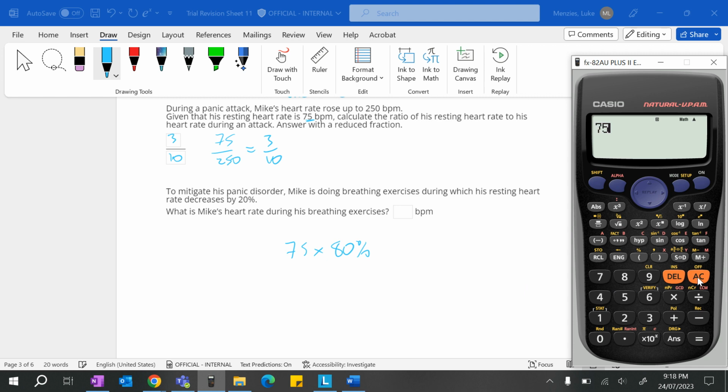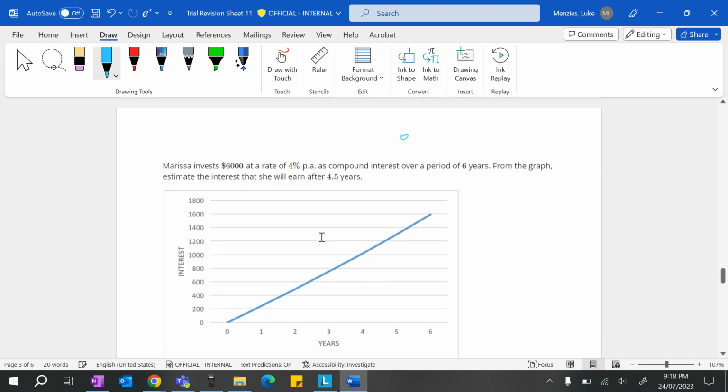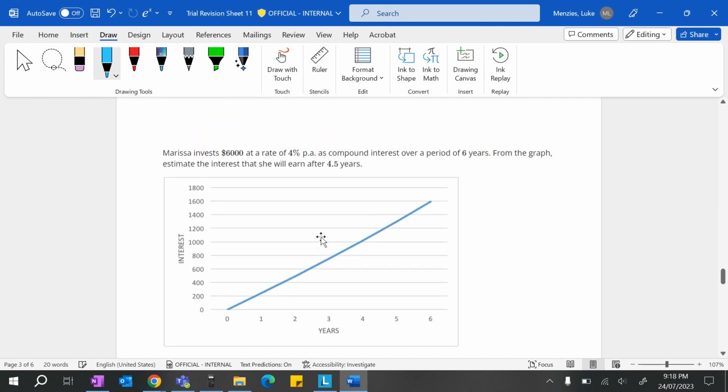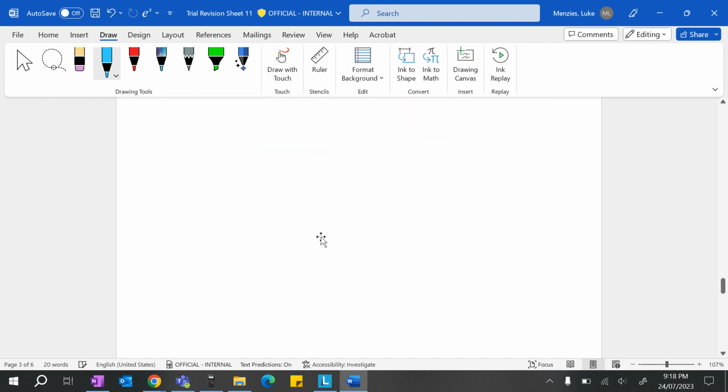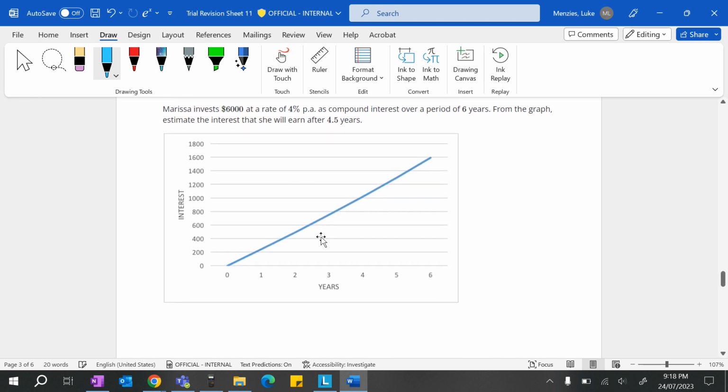So we can say 75 multiplied by 80%, and that equals 60. So what he needs to reduce it down to is 60 beats per minute. Oh, all right, these were the answers. I did this like two days ago now, so I wish I'd have left them.